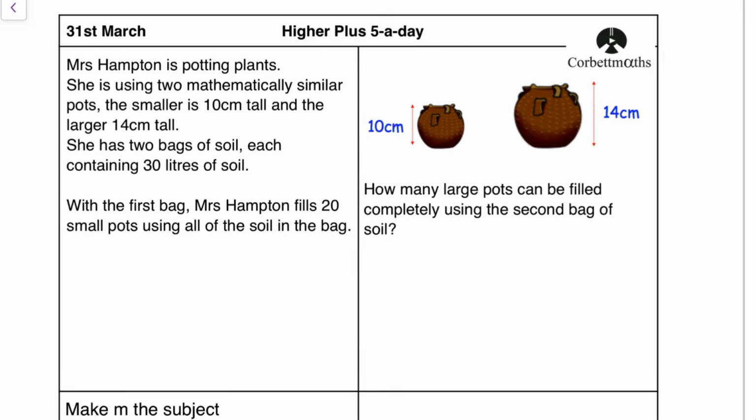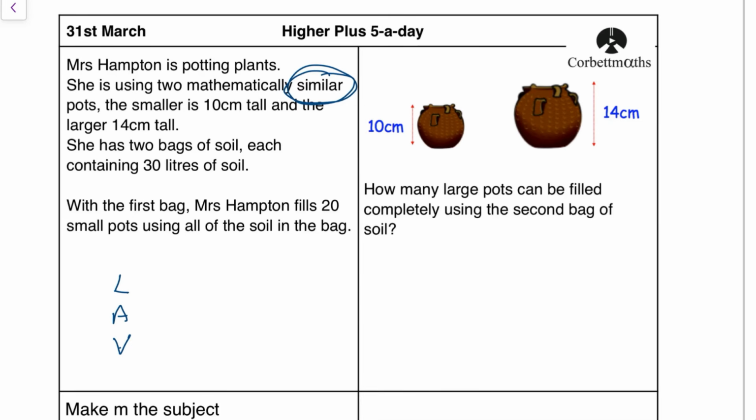Right, now even without reading the words, I can see this looks like a similar shaped question, and it is indeed, because it is mathematically similar. I can see I've got some lengths and I've got a volume, I think, here, just scanning through the question. So even though I may not need it all, I'm going to write down length, area and volume.